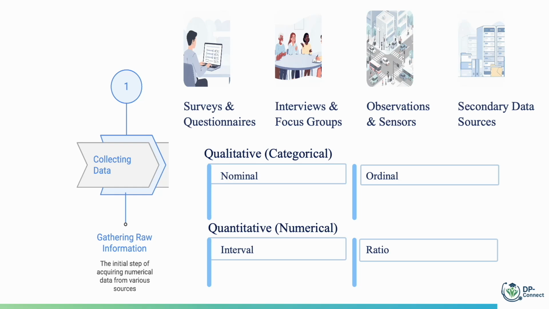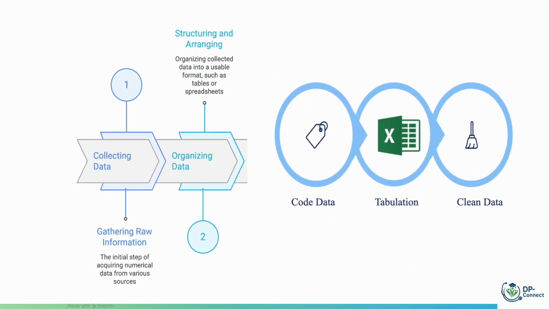Categorical data, also known as qualitative data, includes nominal and ordinal variables such as gender, blood group, or stages of disease. Quantitative data, also known as numerical data, includes interval and ratio variables such as age, height, weight, or blood pressure. Accurate and appropriate data collection is essential because the quality of analysis ultimately depends on the quality and type of data collected. After collecting data, the next step is organizing data.